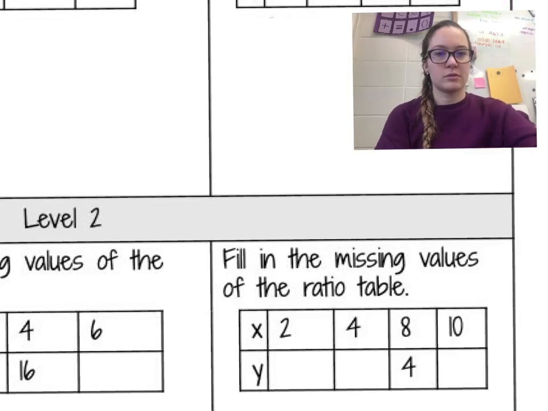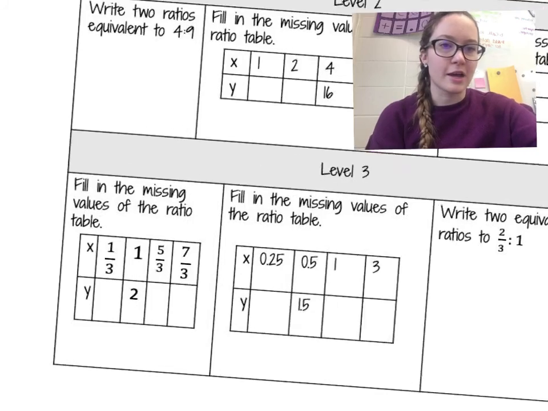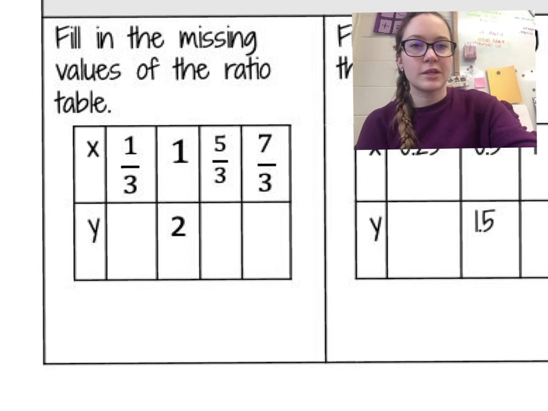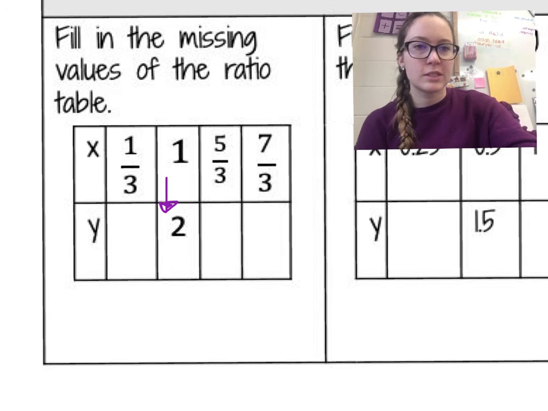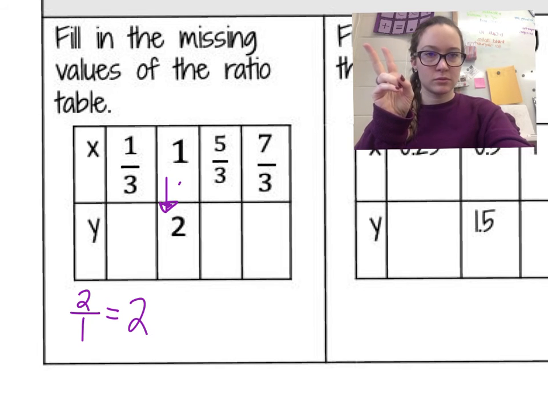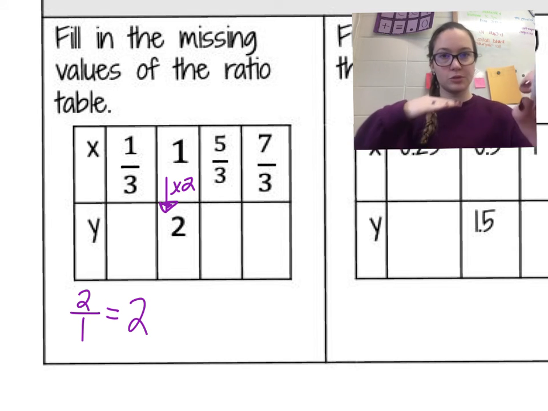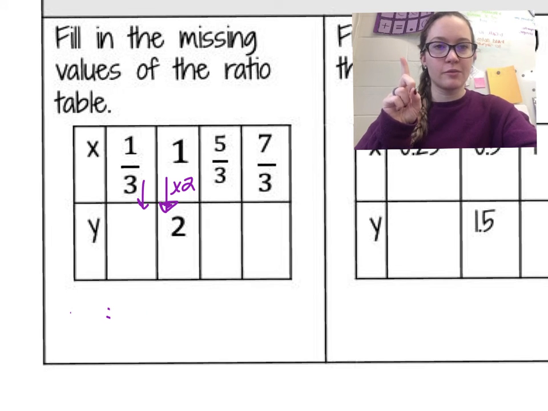Let's do a trickier one. Let's do, how about a fraction one? Okay. So to get from 2 to 1, to figure out that one, from 1 to 2, sorry. To get from 1 to 2, I'm going to take the bigger number 2, divided by the smaller number 1. 2 divided by 1 is 2. So to get from the top row x to y, I'm going to multiply by 2. So to get from the top row to the bottom row, we multiply by 2.